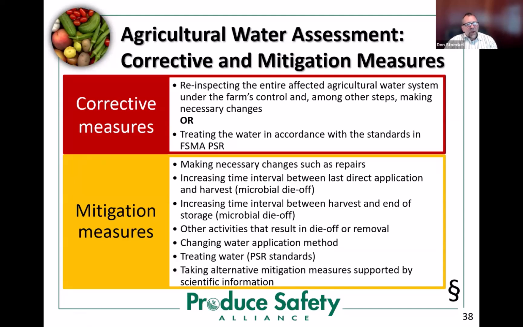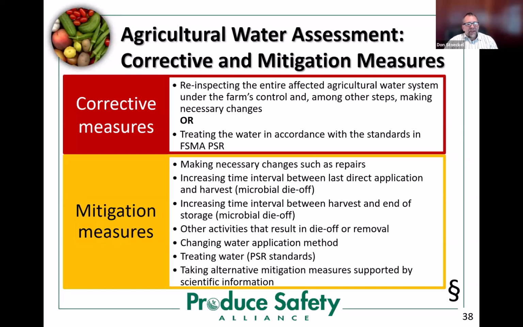Notice that the two corrective measures that appear in the list are also in the list of mitigation measures. So we're going to talk about them together in the following slides. Reinspection followed by repairs and treating according to the FSMA Produce Safety Rule. Those can be used in either one of these categories of outcomes. We'll just talk about them once as we go through the materials though.